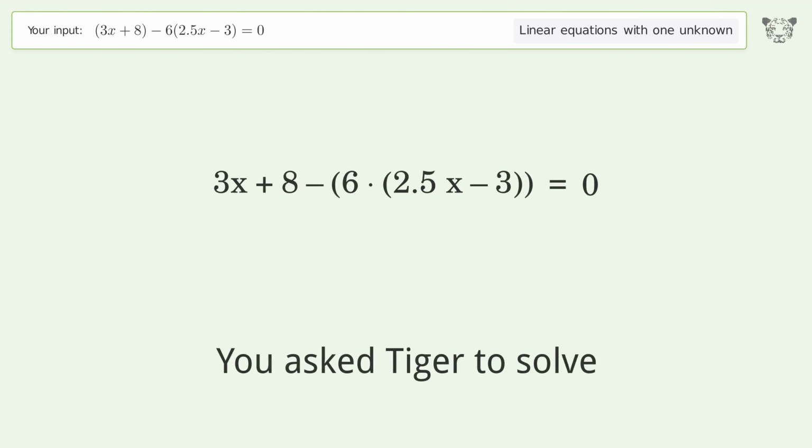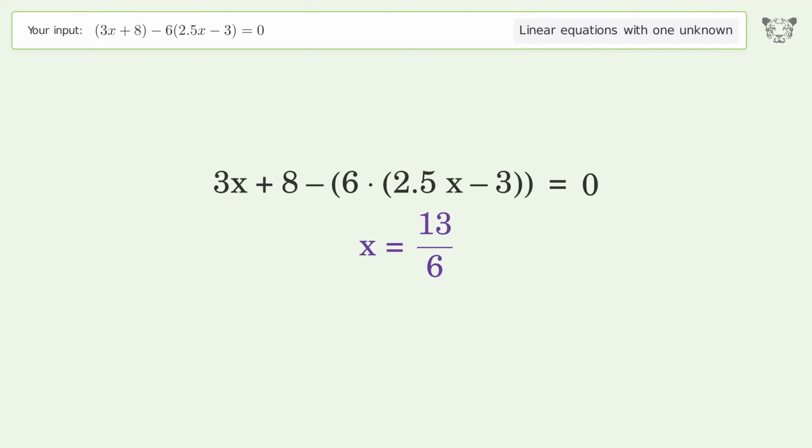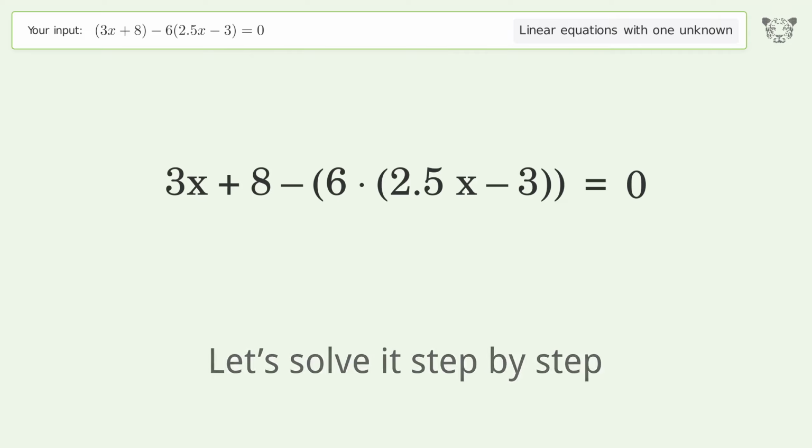You ask Tiger to solve. This deals with linear equations with one unknown. The final result is x equals 13/6. Let's solve it step by step.